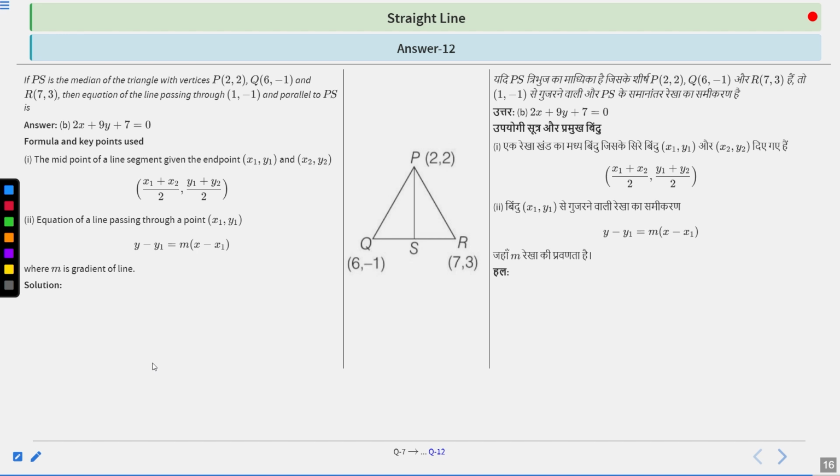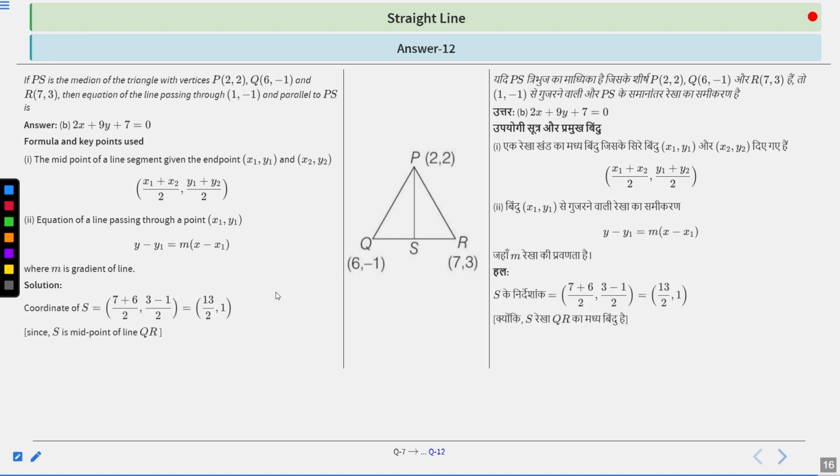We have a triangle having coordinates P(2, 2), Q(6, -1), R(7, 3). Clear? So the coordinates of S we can easily calculate: (7 plus 6) by 2 and (3 minus 1) by 2, which gives 13 by 2 and 1, since S is the midpoint of QR. Got it? Slope of line PS is negative 2 by 9.